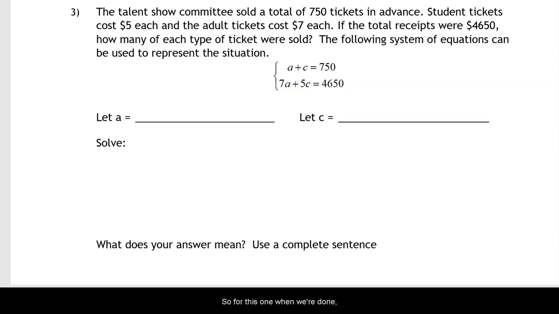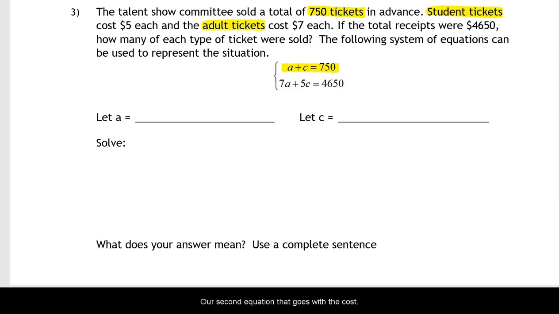So for this one, when we're done, we're going to be looking at how many items, not how much they were. So if I look at my two equations I've been given, we have A plus C equals 750. That is we have those 750 tickets sold. That's the number of the adult and the student tickets, not their cost, but just how many of each were sold. So the student tickets and the adult tickets.